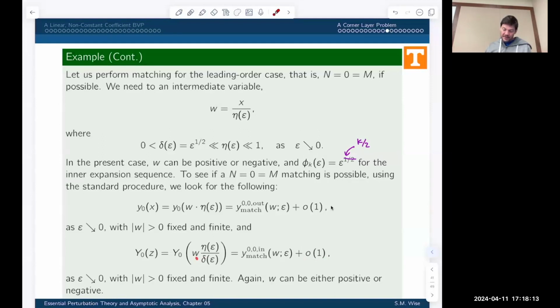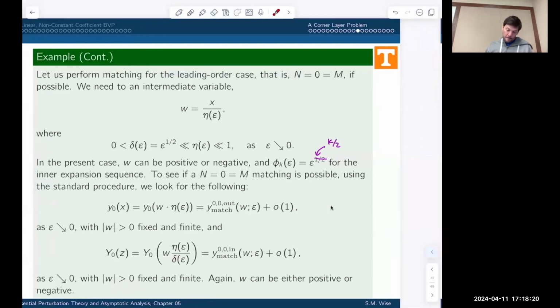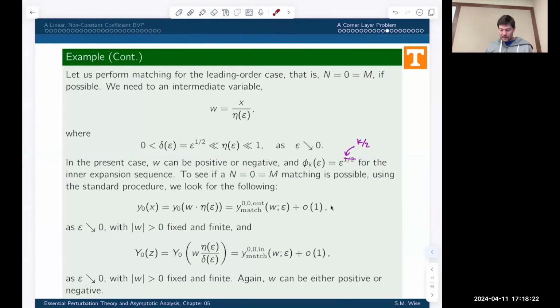W, in this case, can be fixed and finite, but it can be both positive or negative. And critically, w is not equal to 0. Normally it's just positive. Now it could be positive or negative, but not 0, as the absolute value should be greater than 0.